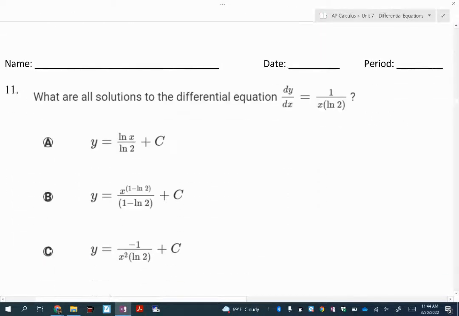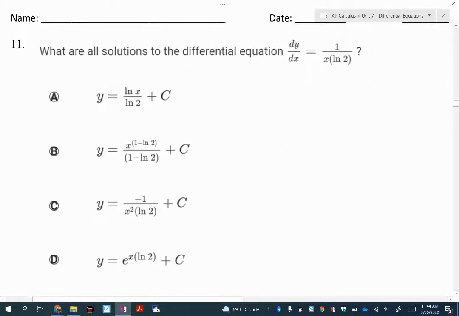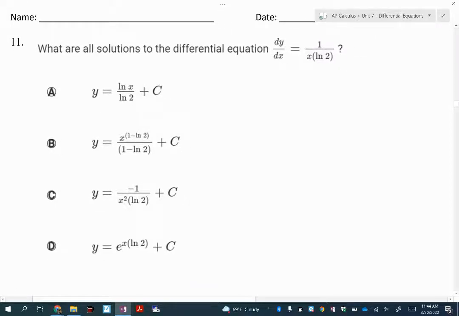All right, number 11. It says, what are all solutions to the differential equation dy over dx equals 1 over x times the natural log of 2? So again, the thought is that this is y prime. I'm going to order this a little bit differently since the natural log of 2 is a constant. So I put 1 over ln 2 times 1 over x. Remember the idea is if I have a constant, I can just copy down the constant.